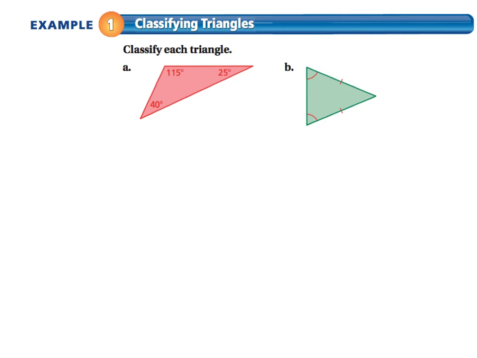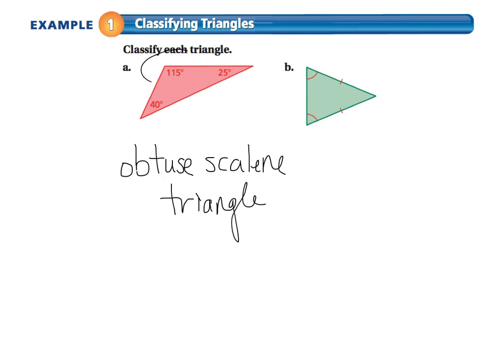So in example 1, classify each triangle. Well, in example 1, it looks like we have three angles, none of which are congruent. So if none of the angles are congruent, that means none of the sides are congruent. And we see that we have one angle that's obtuse. So that means we have an obtuse scalene triangle. It's obtuse because we have one obtuse angle, and it's scalene because none of the angles are the same, which means none of the sides are the same.